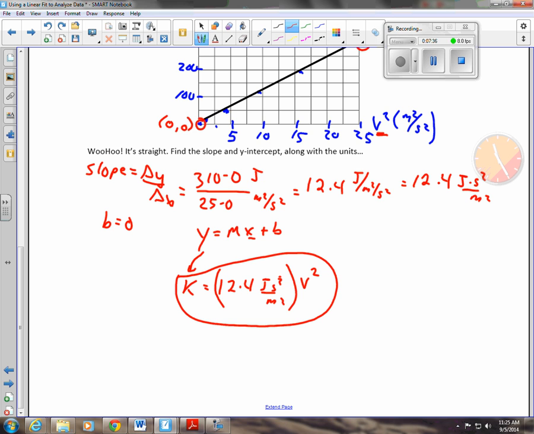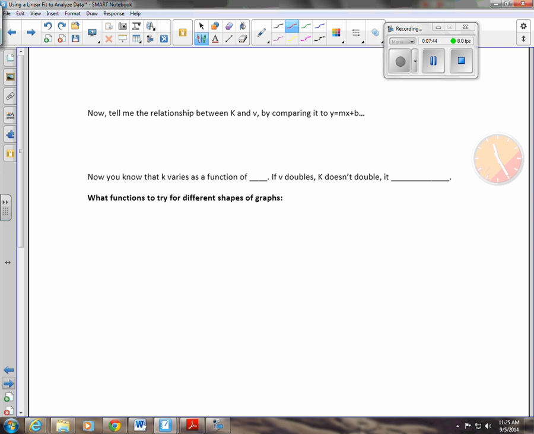So, in straightening, you try to figure out what the equation is and then manipulate the x variable. So, we just did this on the last page. Now you know that K varies as a function of b squared. If b doubles, K doesn't double. What's going to happen to it? Well, I have to remember to square it. So if b doubles, K doesn't double, it will be 4 times as much.